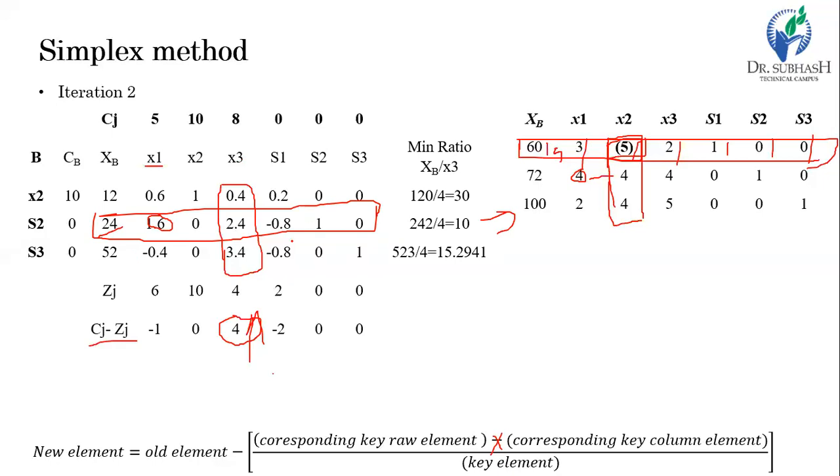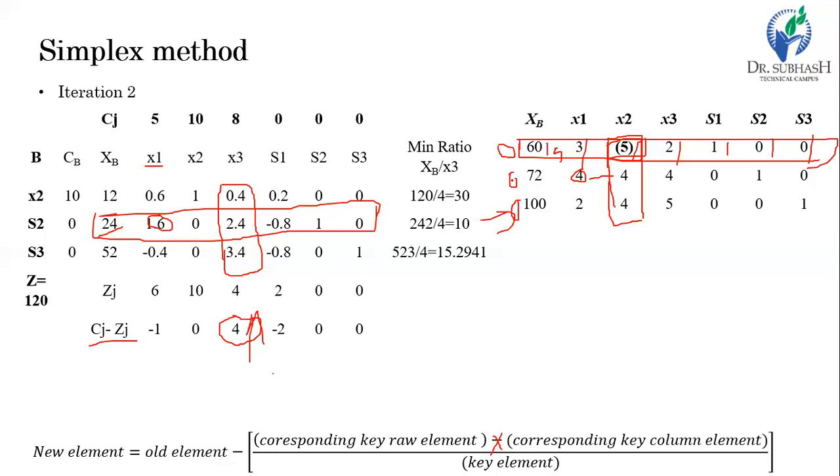Here you can think of another aspect, which is here Z equal to 120. Now, how to calculate the Z? Z is calculated by multiplying the coefficient of each basic variable with the value of that basic variable. So here 10 multiplied by 12, 0 multiplied by 24 plus 0 multiplied by 52. So we get the value 120. In the previous table, the values of x1, x2, x3 are 0, and the value of Z is 0.